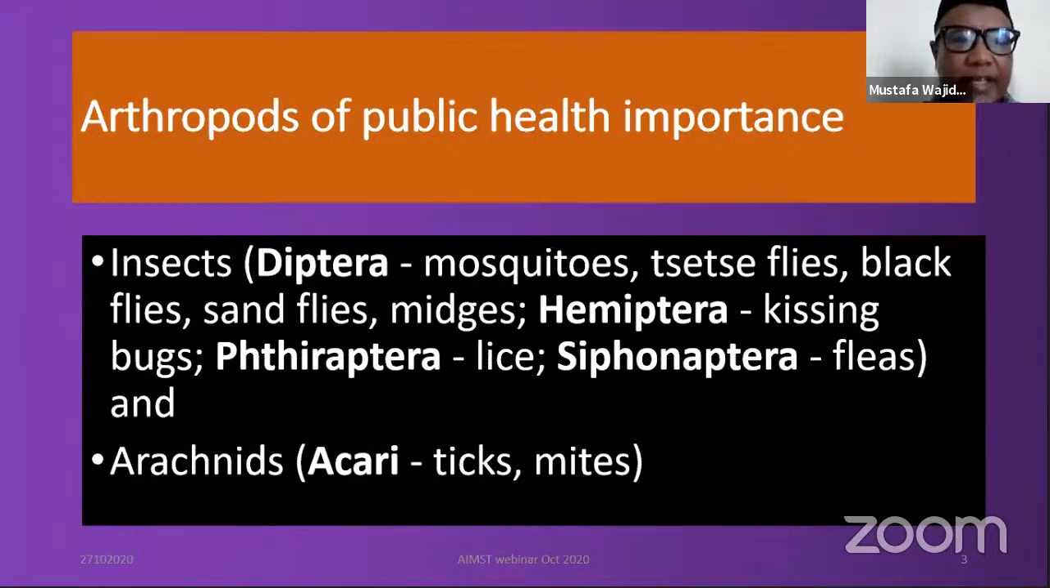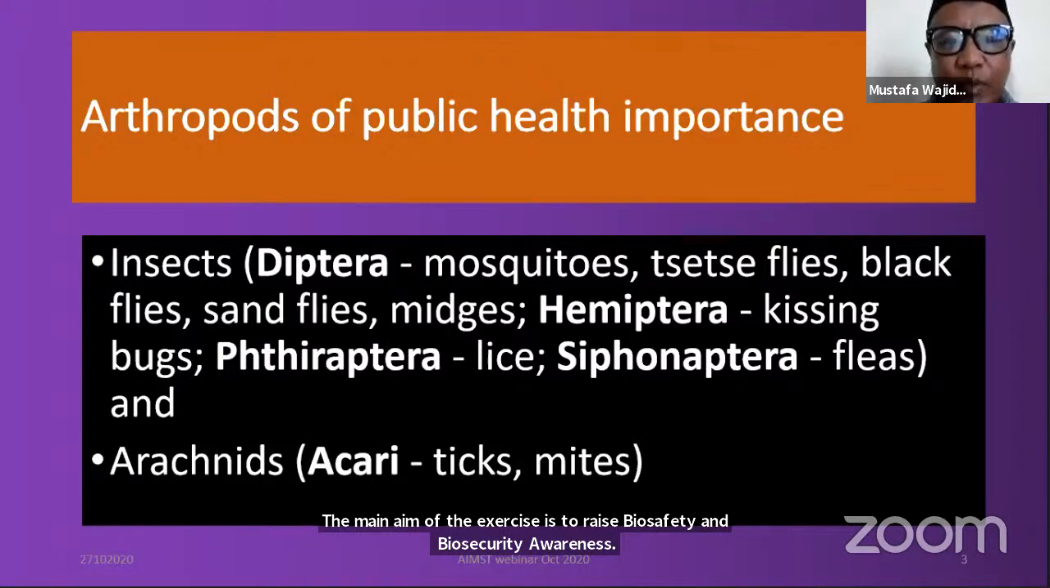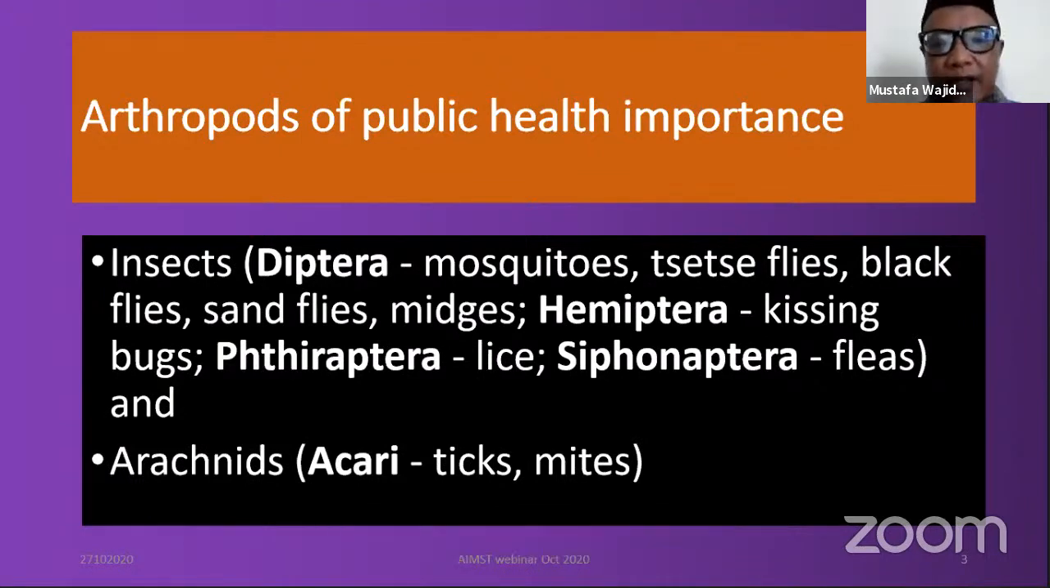I just said that I wanted to talk about insects, but as some of you know, insects belong to a larger group of animals called arthropods, which include insects, arachnids, and other animals which we are not going to deal with today. The insects that we may be familiar with are mosquitoes, house flies, sand flies, and then we have lice and also fleas. And of course, we also have the ticks and mites, which are arachnids. They belong to a different class.